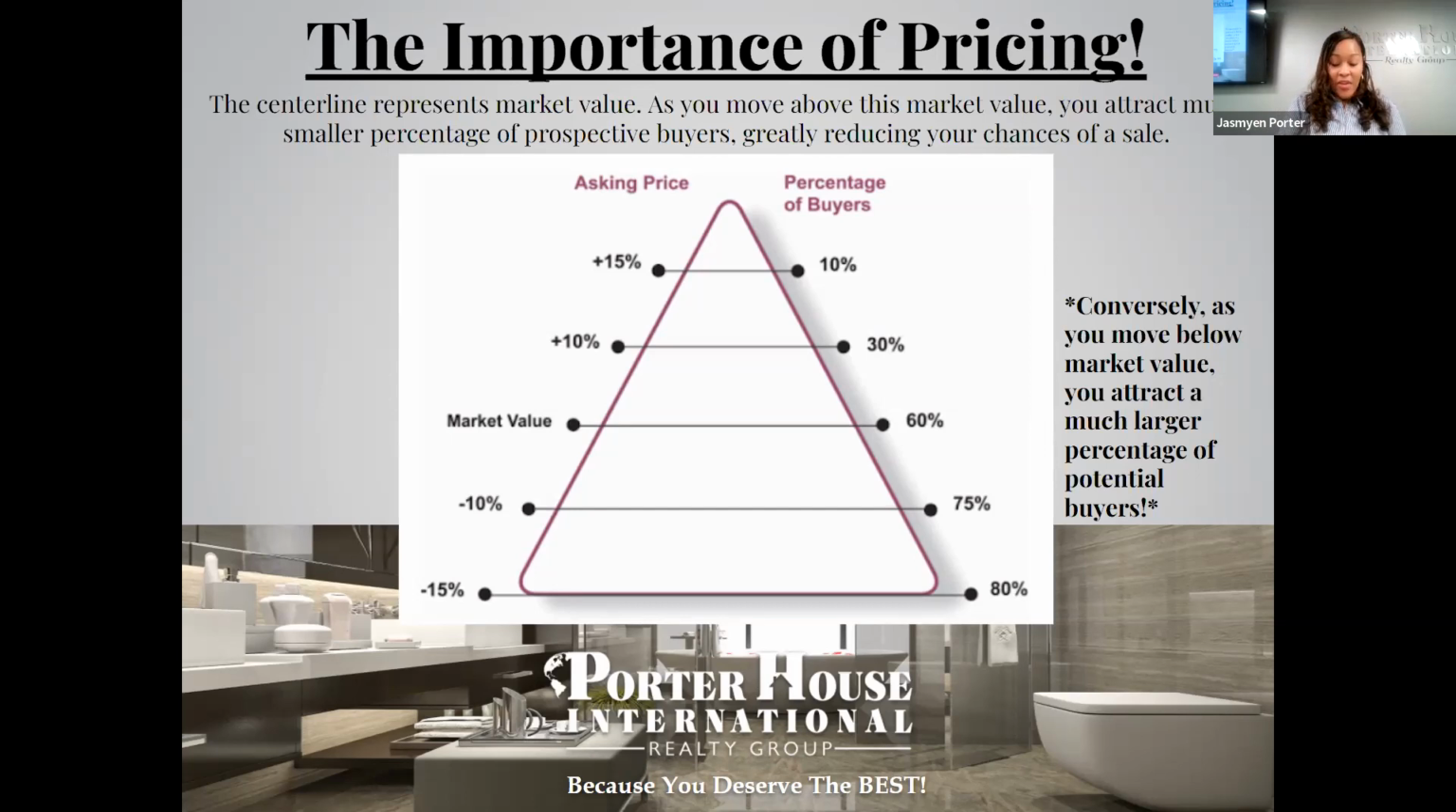All right, now let's walk down the scale conversely. Somebody read what's on the right-hand side of the screen for us and break that down. Tell me what that means. So it says conversely, as you move below market value, you attract a much larger percentage of buyers. So it's more attractive. But when you're doing a bid, the more people you have, the more it's the fees.